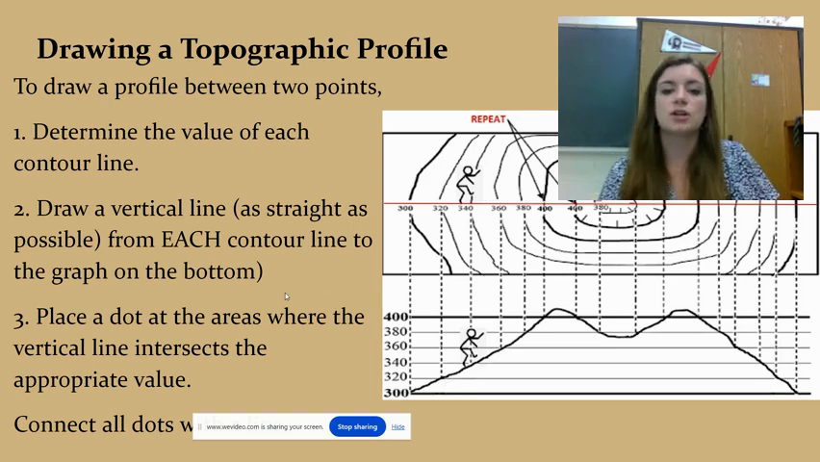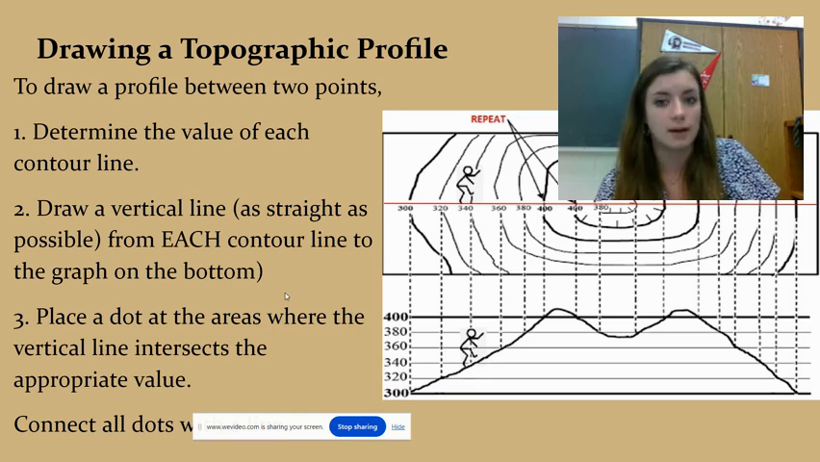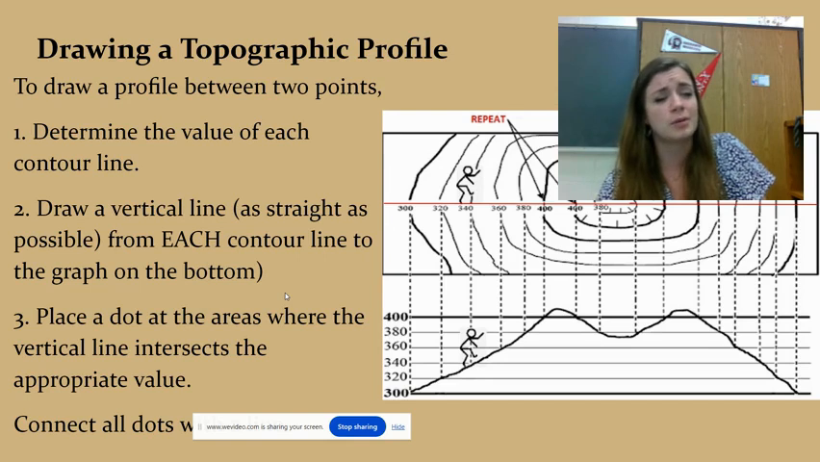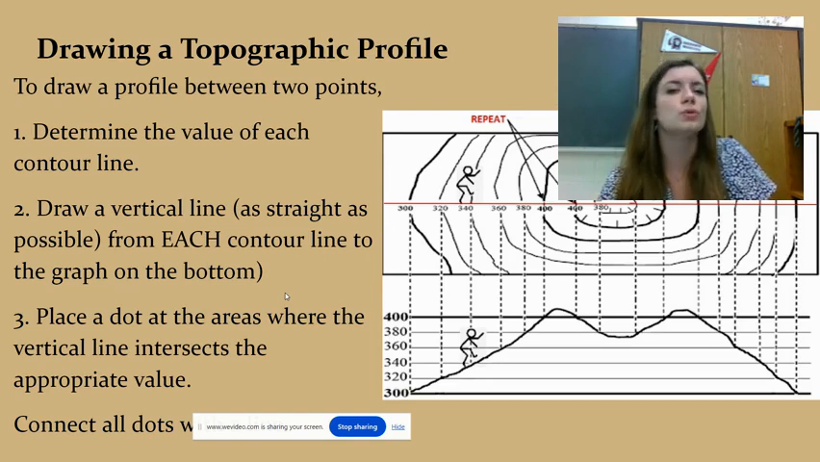Finally, you're going to connect all the dots. That should help you, but not like a staircase, because that's not too natural in nature. Some places it does happen, but we're looking for a smooth line that connects all the dots together, like you see here.